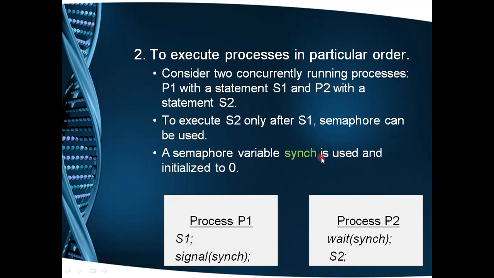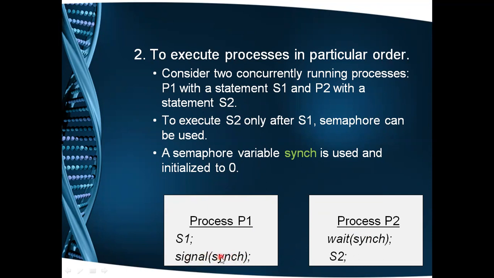So just to check it, the sync value is initially 0. Suppose process P2 executes quickly and comes to the statement wait of sync. Sync is already 0. If it is less than or equal to 0, no operation. So process P2 will be blocked until sync becomes positive. Sync is incremented only when process P1 executes a signal of sync.